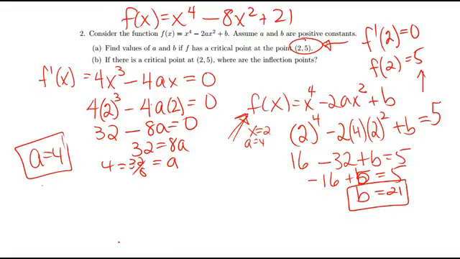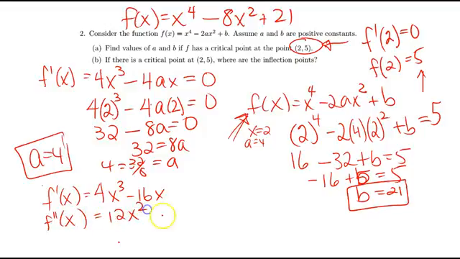So now it says let's find the inflection points. Well, now that I have the a's and b's filled in, the first derivative looks like this: 4x to the 3rd minus 16x. And now I can take the second derivative, which is 12x squared minus 16. So if I set this equal to 0, I can find the inflection points. So I'll add 16 to both sides. X squared equals 16 over 12, which is 4 over 3.